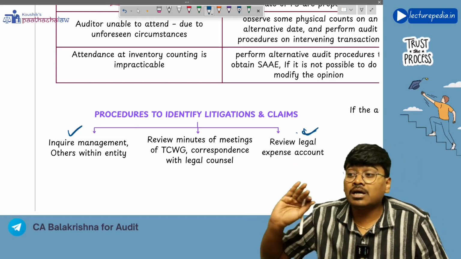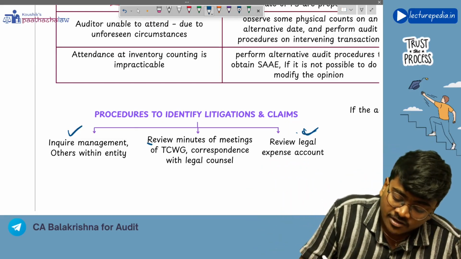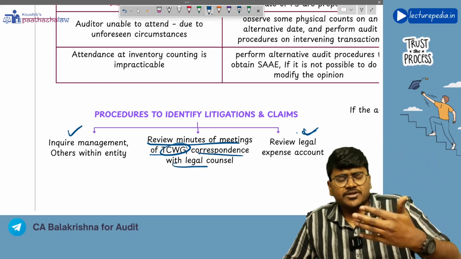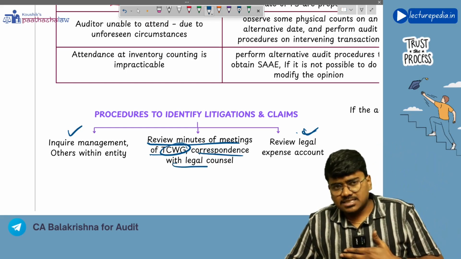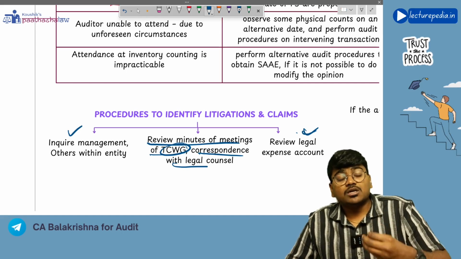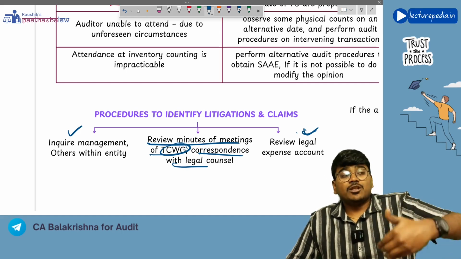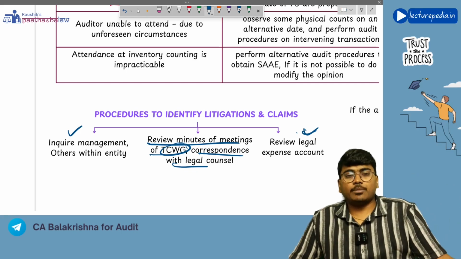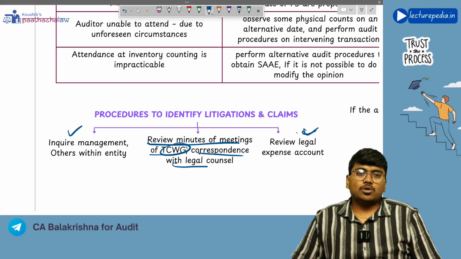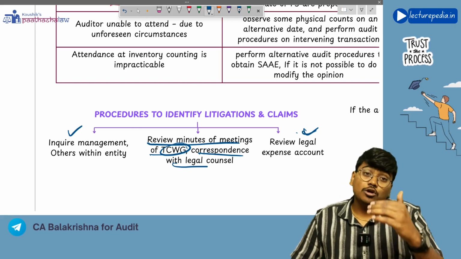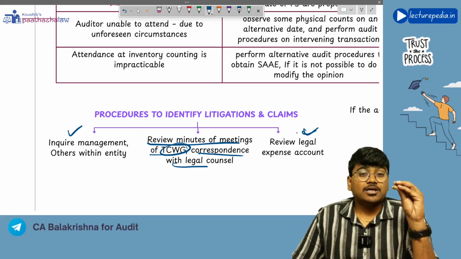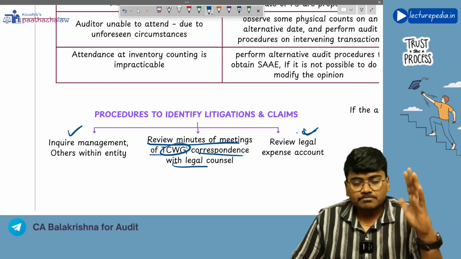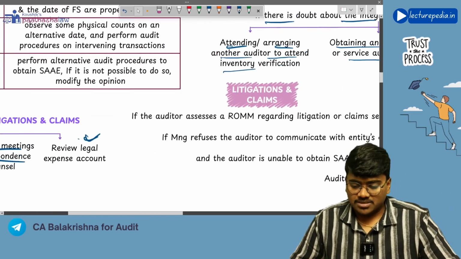So you will also review the legal expense account. Next, review minutes of meetings of those charged with governance and correspondence with legal counsel. If there are any legal cases pending against the entity, the discussion about how to resolve those cases will be held in the meetings of management and those charged with governance. If discussions are made, that would be clearly written down in the minutes. So you will also read the minutes, right? These are the procedures that you will perform with respect to litigations and claims.